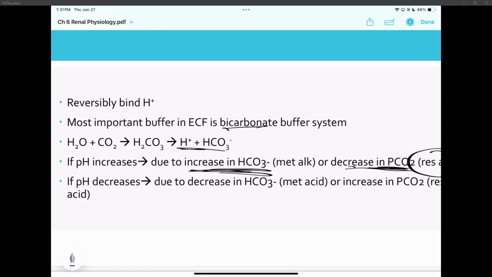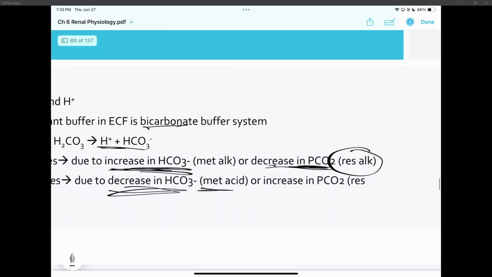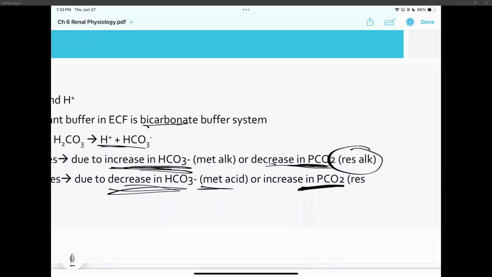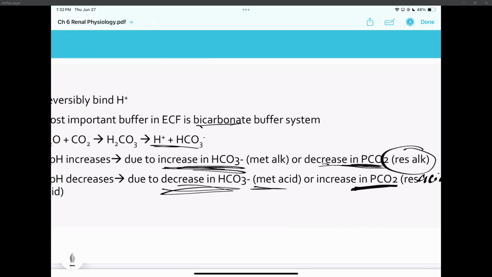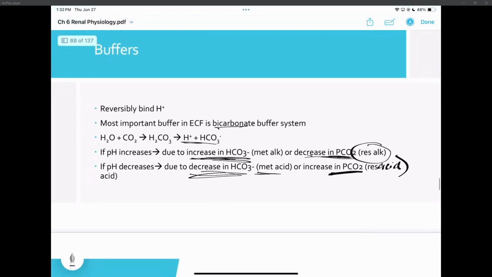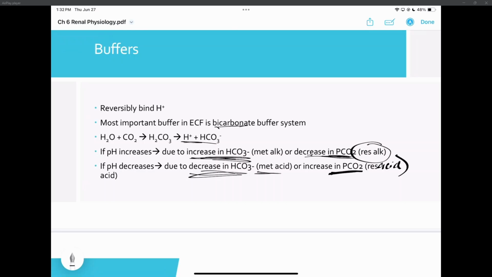If the pH decreases, now we're becoming more acidic, due to a decrease in bicarb. We don't have enough bicarb to buffer it out anymore. The hydrogens are going to win out. pH drops, we become acidic. Because the derangement is due to the bicarb, it's metabolic. Or you can also have an increase in PCO2, and that's your respiratory acidosis. That's towards the end there. Okay? So the first thing we have is just bicarb. That's our first buffer.